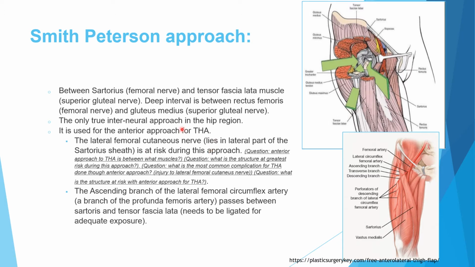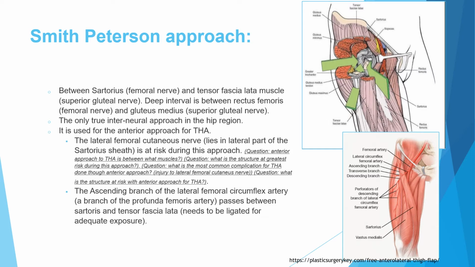The lateral femoral cutaneous nerve, as we said, lies about 2 centimeters medial to the anterior superior spine, and actually is in the sartorius sheath. So the nerve goes into the sheath of the sartorius muscle. That's why most surgeons now, instead of going in the interval, will open the fascia of the tensor fascia lata, retract the muscle, and then go through this fascia to try to stay away from the lateral cutaneous nerve. So the lateral femoral cutaneous nerve is at risk in this approach, and remember, it lies in the lateral part of the sartorius sheath.